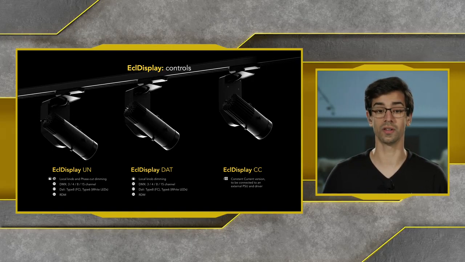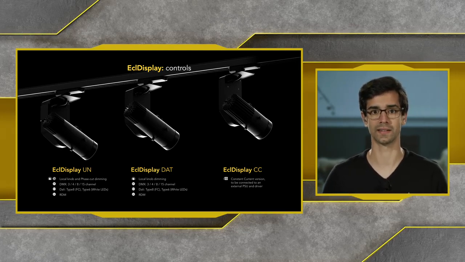As you can see in the features, the only thing that we don't have is the face cut dimming, so you'll have to use the local knob dimming or use the MX to control the dimming settings of these units.